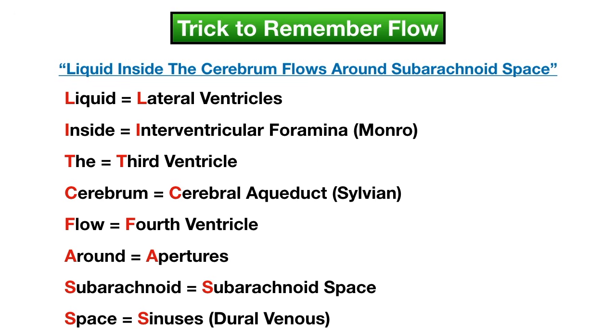This mnemonic is good for 3 reasons. It will help you remember the names of the structures. It will also help you remember the order in which CSF travels through those structures, and also the words in the mnemonic. Liquid inside the cerebrum flows around subarachnoid space. This will help you remember that the CSF inside the ventricles ultimately flow into the subarachnoid space.